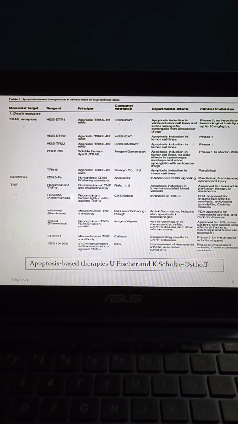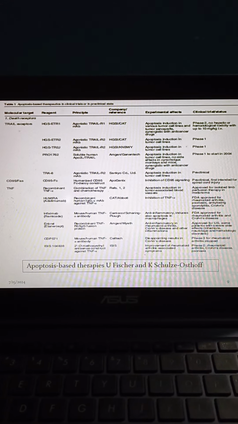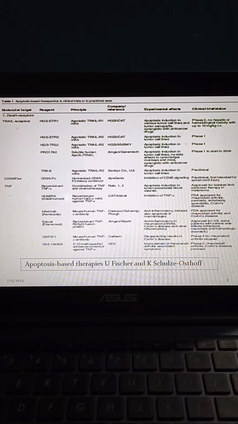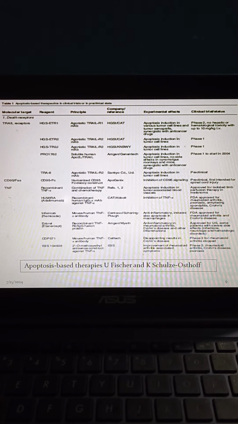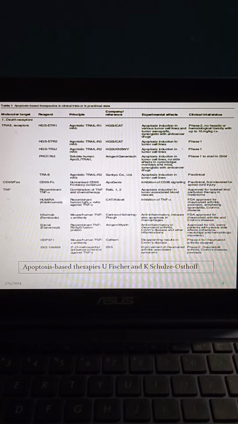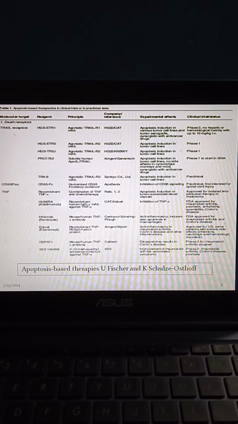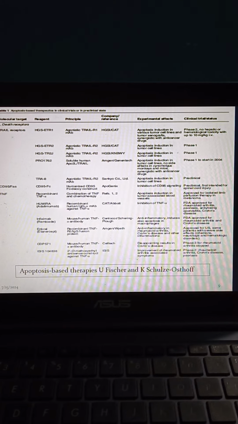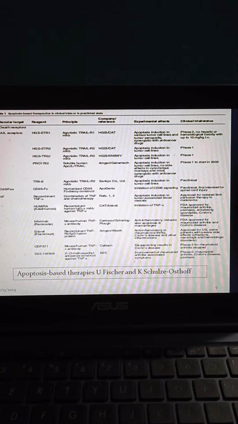Then this is a complex table showing apoptosis-based therapeutics in clinical trials or at the preclinical stage. Death receptor, TRAIL receptors in principle, and lots of things are there that are in clinical trial phase 1, and CD95 Fas, a molecular target, is also at the preclinical stage.